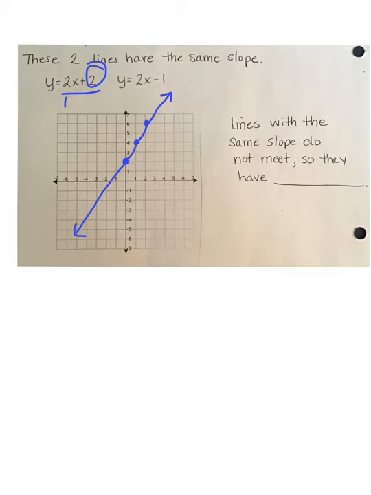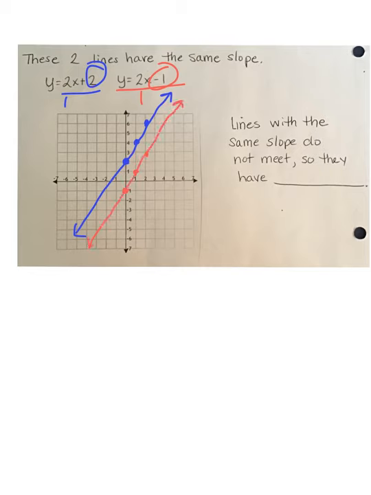Our second line is y equals 2x minus 1. So we start at the y-intercept again, at minus 1. Move the slope up 2 over 1. Up 2 over 1, and there's our second line.